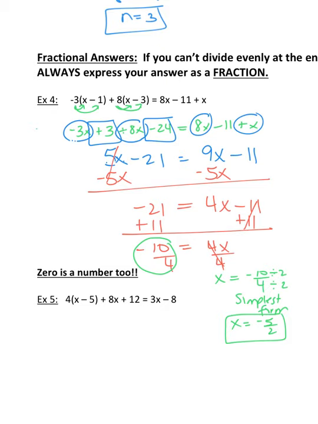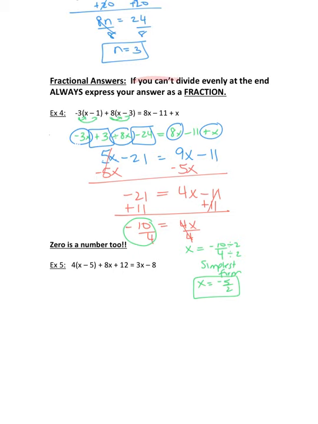So from now on, you're going to express your answers always as fractions. So the title of this spells it out for you. If you can't divide evenly at the end, always express your answer as a fraction. So please never express your answer as a decimal, okay? Do not use the calculator and convert to a decimal. And the reason is because repeating decimals are not exact. Only fractions are completely exact, okay?